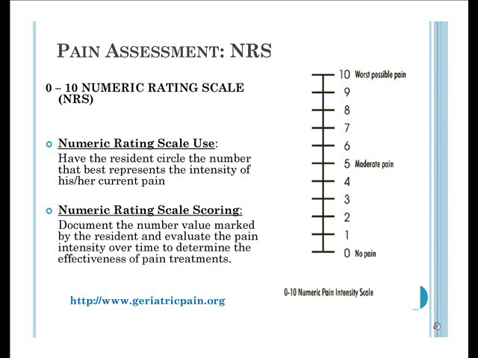But pain is rated from no pain to worst possible pain, and the resident selects the number that indicates their pain. We usually focus on current pain so that we don't have problems with memory issues by asking them about their worst pain or the pain before treatment. So we ask about current pain and have them rate it for us on a scale such as this.